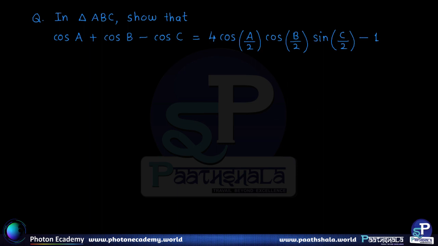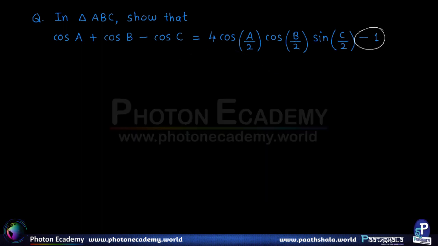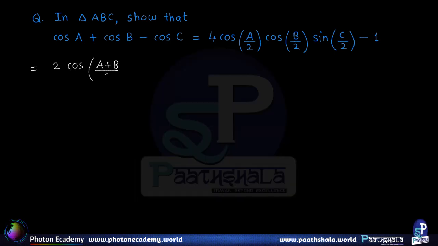Once again in triangle ABC we have to show this particular result. Again we see that on the left side we have the angles A, B and C, and on the right side we have the half angles, that is A/2, B/2 and C/2, and we have a constant term, that is minus 1, to adjust. So once again let us start by rewriting the factorization formula for the first two terms, cos A + cos B. So that is 2 cos((A + B)/2) into cos((A − B)/2).